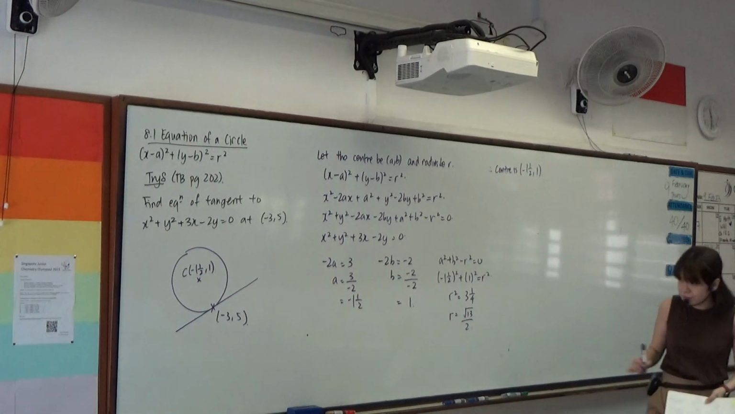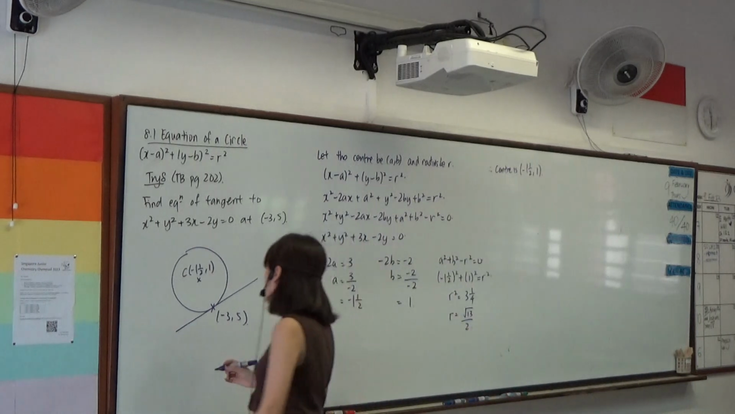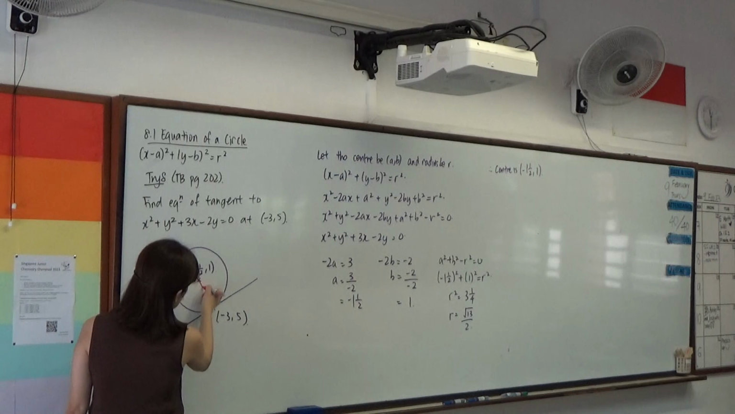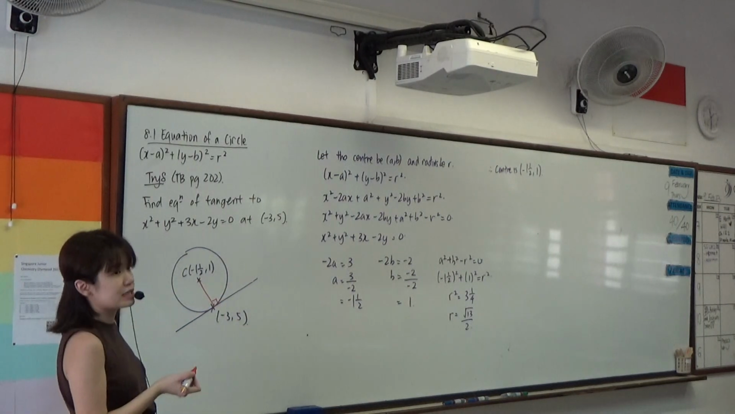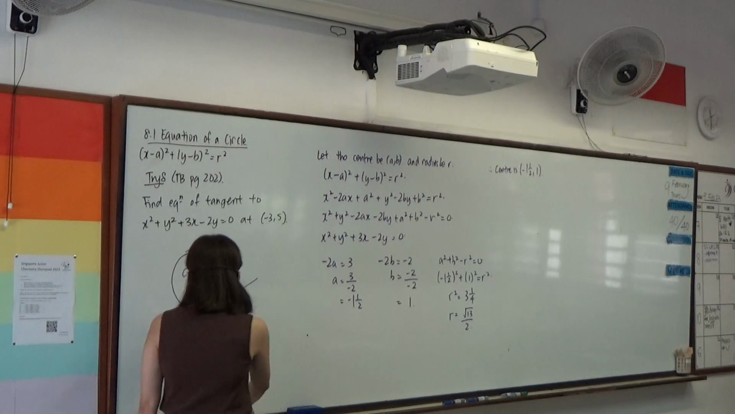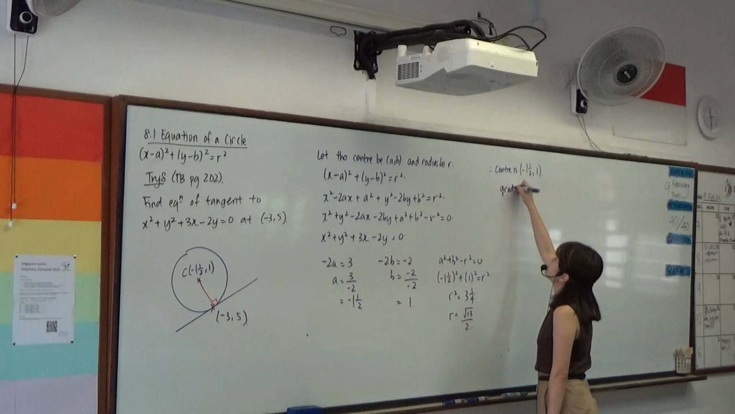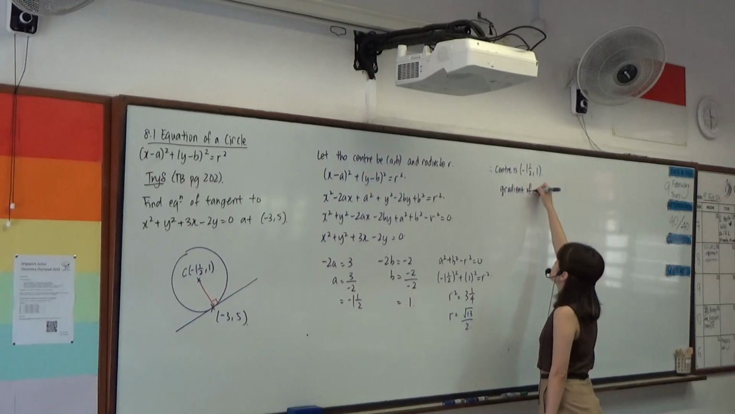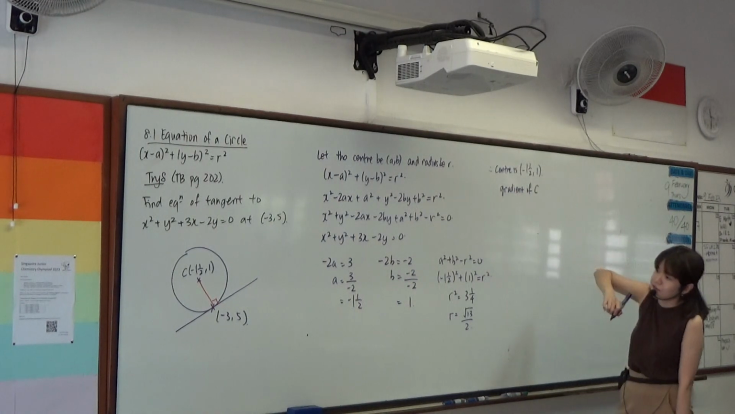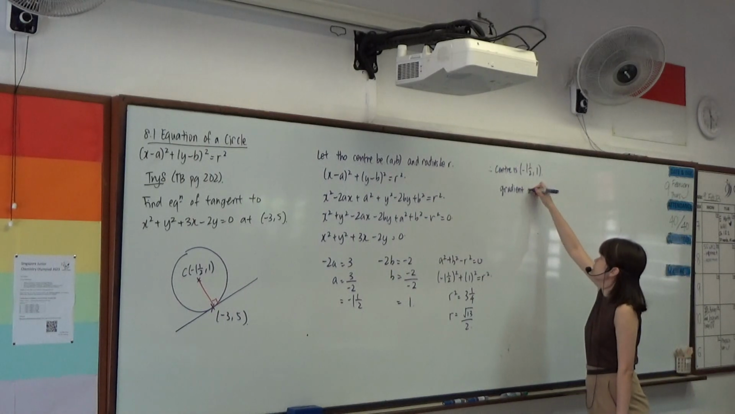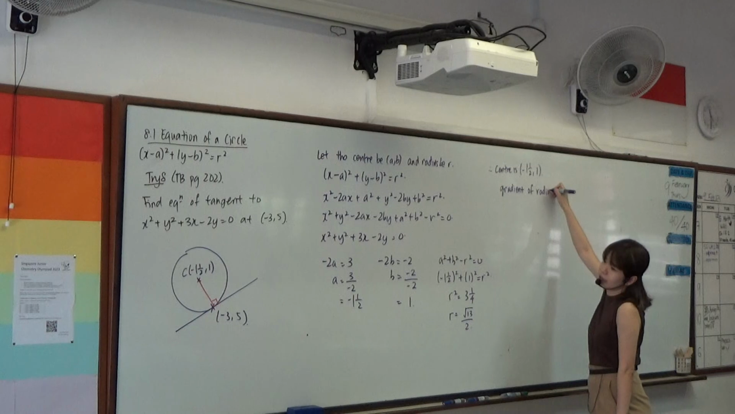So after we find out the center already, which is actually (-1.5, 1), what we next need to do is to find out the gradient of the radius, because finding the gradient of the radius will then help us to find out the gradient of the tangent. So the gradient of the radius, or to be specific, I'll let it be C, since there's no name for (-3, 5).